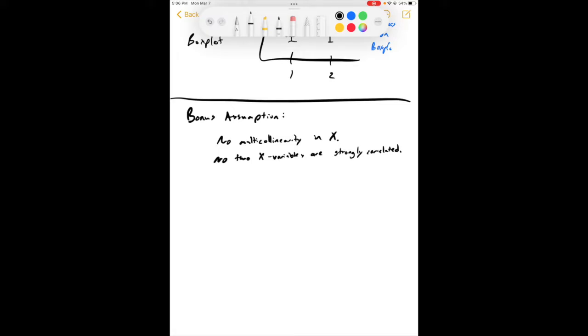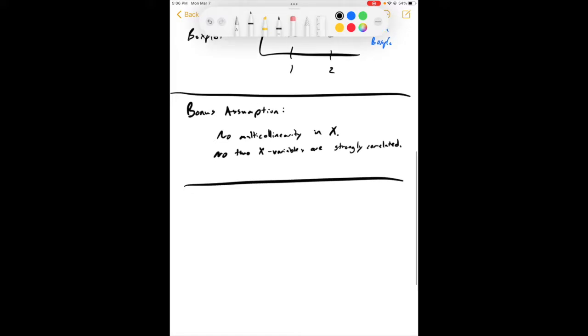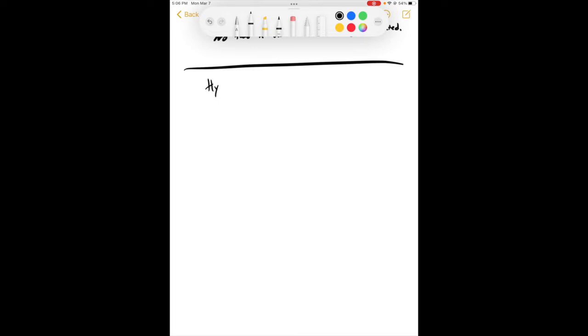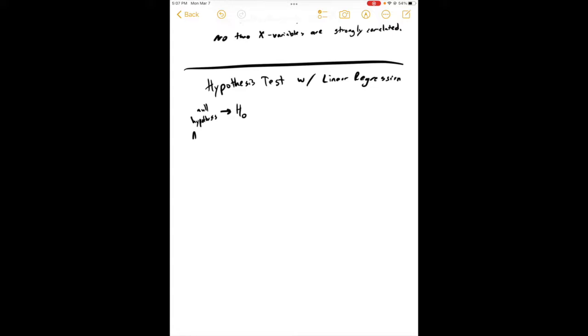So let's talk now about the hypothesis test we are performing with our linear regression. Now that we have our assumptions, we are doing a hypothesis test with linear regression. And hopefully you're at least a little bit familiar with hypothesis testing, because we're not going to go into detail here. But our null hypothesis, we're going to call it H naught. This is our null hypothesis, and we're going to assume that this is true. Okay? Assume this is true.